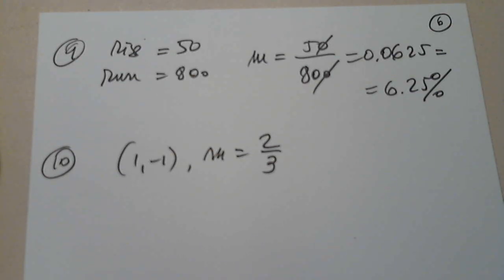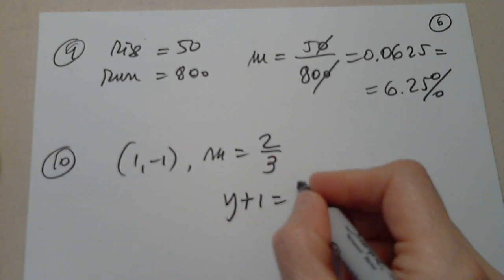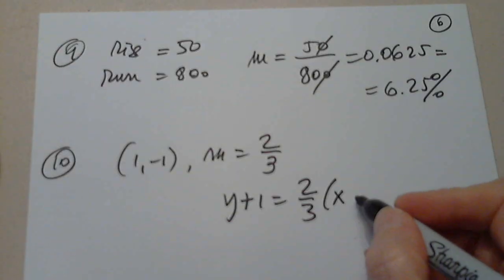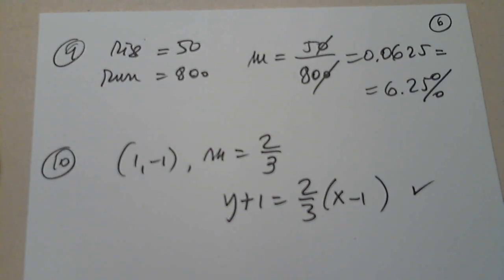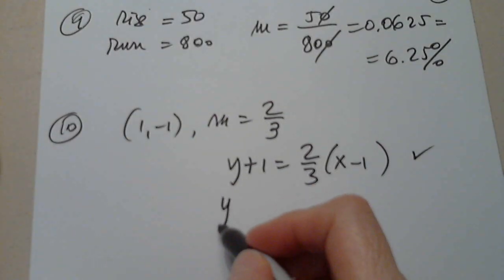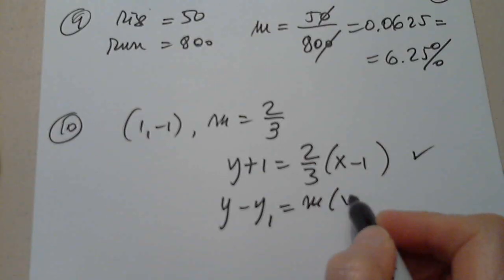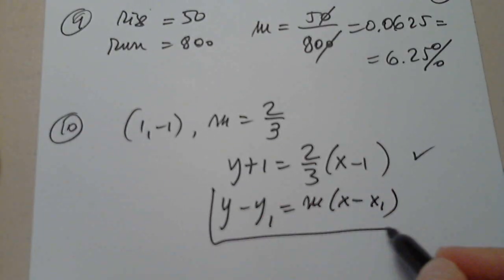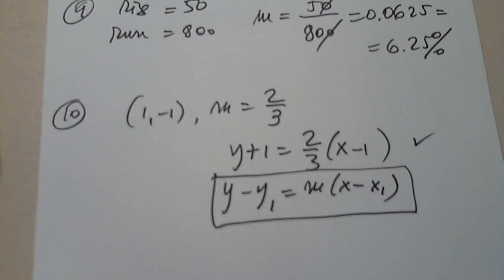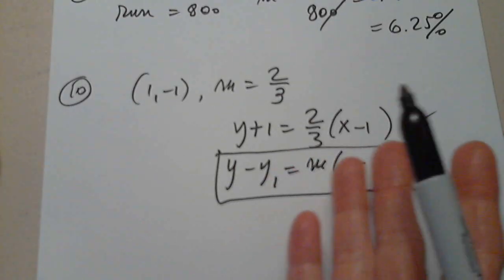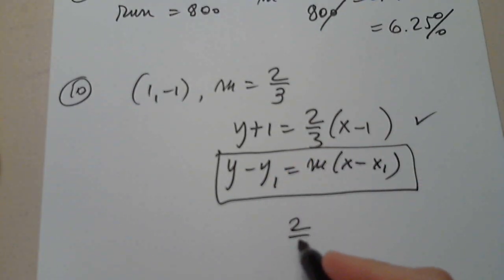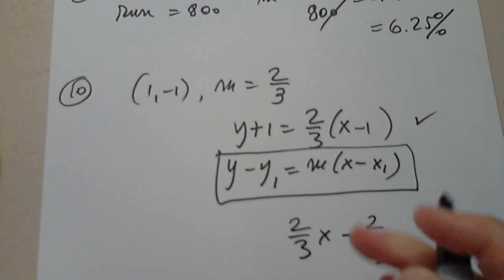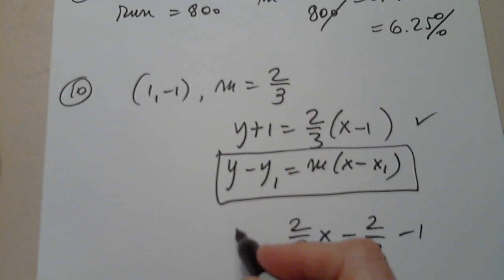Can anyone dictate? y plus 1 equals 2/3 parentheses x minus 1. Excellent. So this comes from y minus y1 equals the slope times x minus x1. Excellent. Now, for the other one, I have to distribute. 2/3 x minus 2/3, and I bring negative 1.